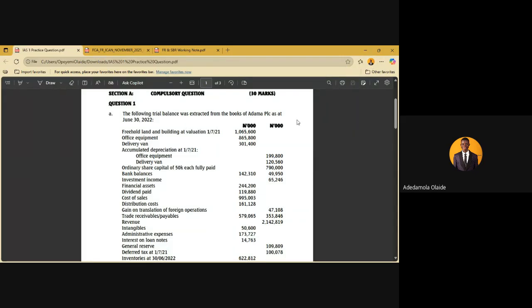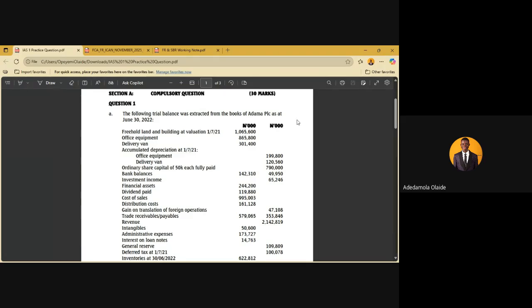Okay, so the next one is the statement of financial position, which shows the asset and liabilities position as well as the equity position of the company as at a particular point in time, the 31 December, which is the common one of the year.